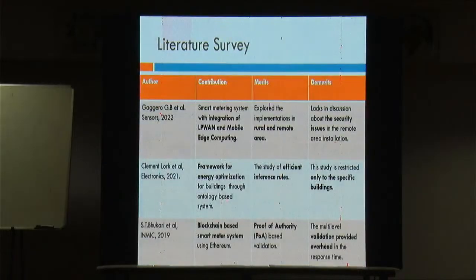And this is the literature survey. In the first survey, they are applying LP-WAN technology and edge computing, and they are providing rules and an inference-based system, applied to rural and remote areas, but they failed to apply a security model. The smart system can provide the device list and energy consumption list, but the security is not implemented. So if the security is not implemented, then it is prone to cyber attacks.